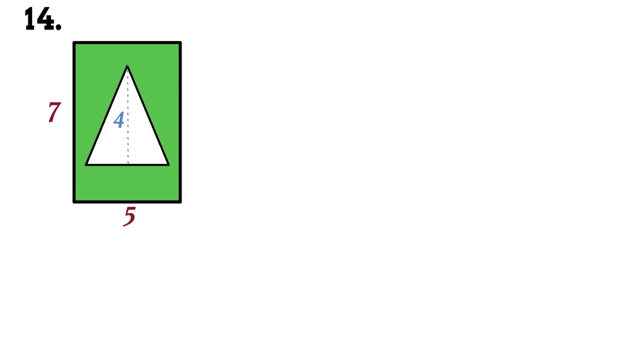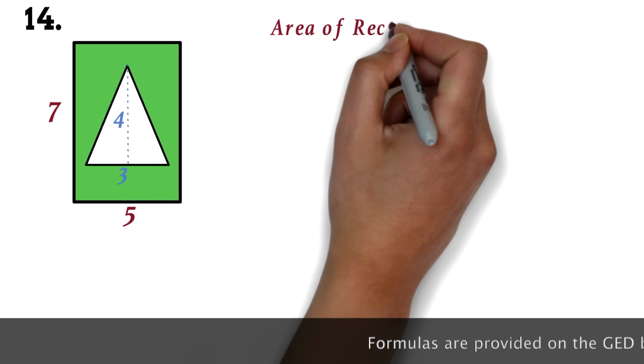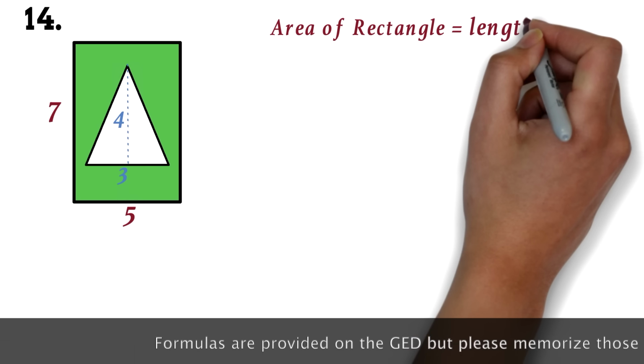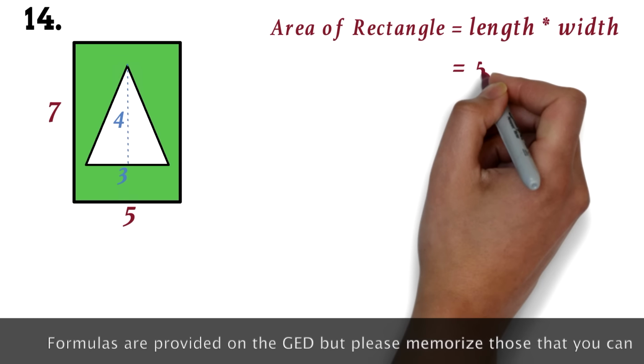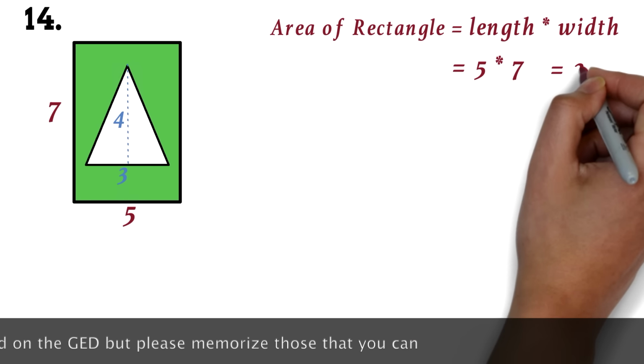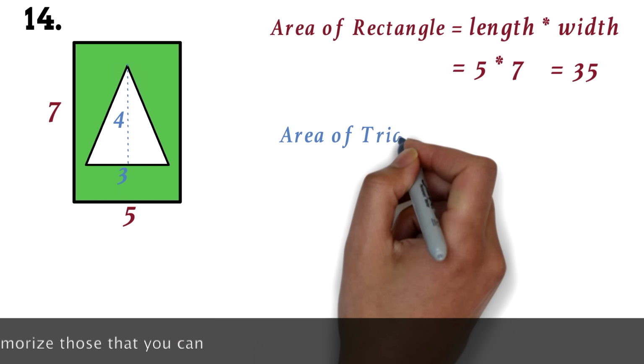Here, we are supposed to find the area of the green shaded portion. Questions like this are also very common. The work here is to find the areas of the 2 shapes and subtract it. We start by finding the area of the rectangle. This is the length times the width. So we will have 5 times 7, which is 35.